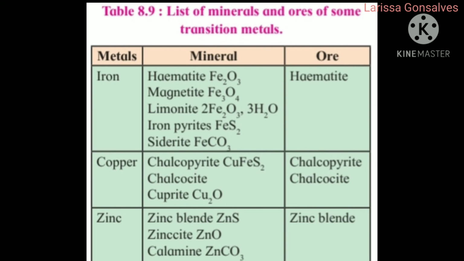Next is copper. The minerals are chalcopyrite, chalcocite and cuprite, and the ores extracted are chalcopyrite and chalcocite from chalcopyrite and chalcocite respectively. The next metal is zinc. The minerals are zinc blende, zincite and calamine, and the ore extracted is zinc blende from the mineral zinc blende. So this was all about the D block elements.